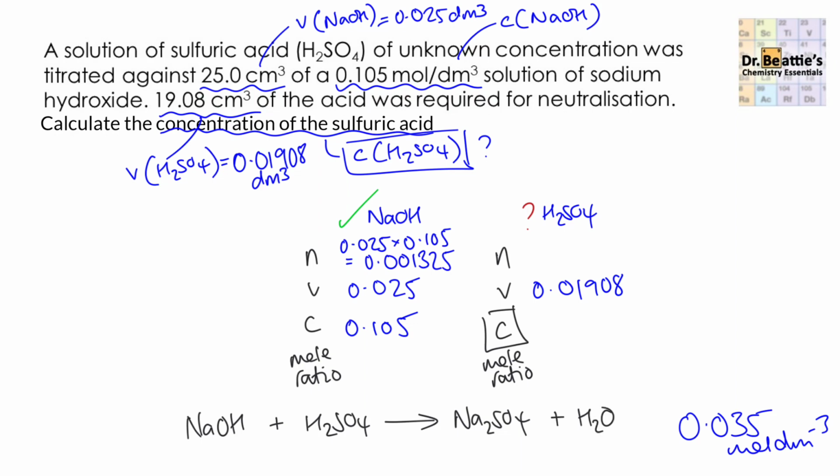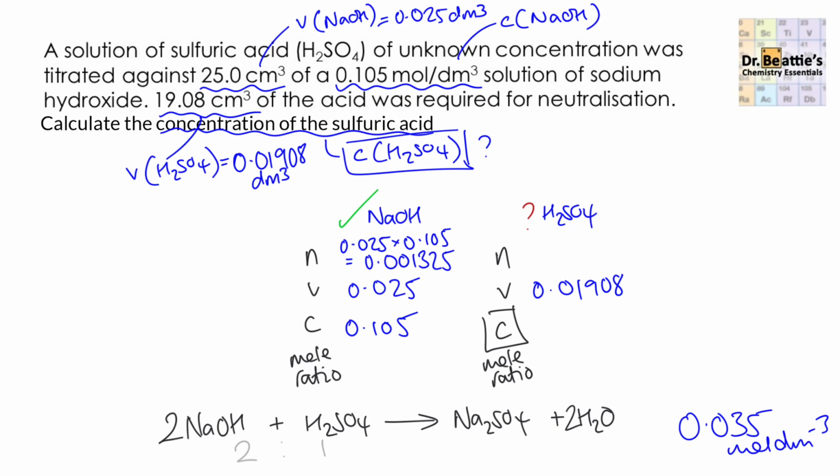This isn't balanced because obviously we've got 2 sodiums on this side and only 1 on this side. So if we just correct that, we have a 2 there. So we have 2 waters. Now balanced, it also highlights the molar ratio of the acid to the alkali. So it's a 2:1 ratio.